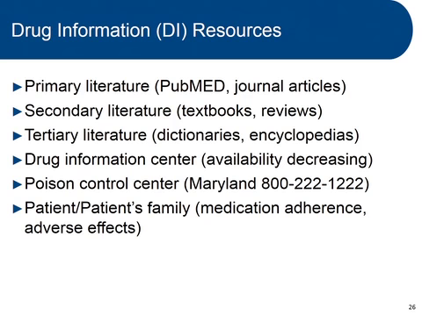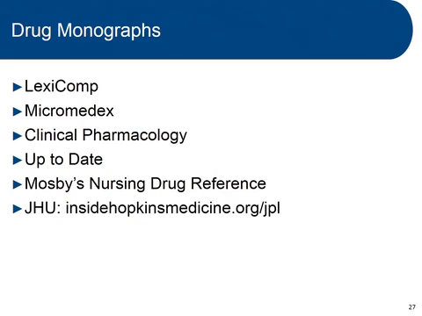A couple other things, Poison Control Center. I have the number for the Maryland Poison Control Center listed on the slide, but also the patient. Honestly, patients and their family can be very good sources of drug information for you. Maybe not so much about how the drug works or what the expected side effects are, but they're going to be a good source of information about how the patient is taking the medication or maybe some adverse effects that the patient may be seeing. I mentioned those online resources, also called drug monographs: LexiComp, Micromedex, Clinical Pharmacology, UpToDate. These are some of the ones you may be familiar with.